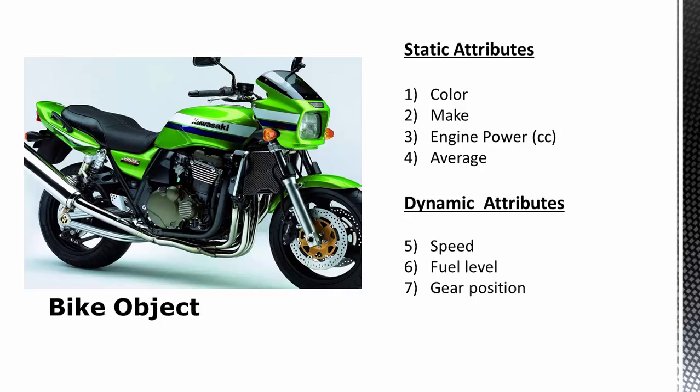No behavior of a bike can change the values of color, make, engine power, and average. So they are static attributes. Average, we are talking about the average specified by the company in standard operating conditions. Otherwise, it can also be considered as a dynamic attribute. Change in value of any of these attributes is termed as change in state.